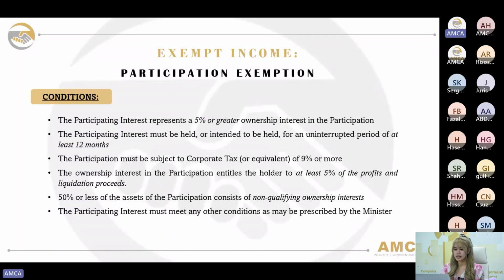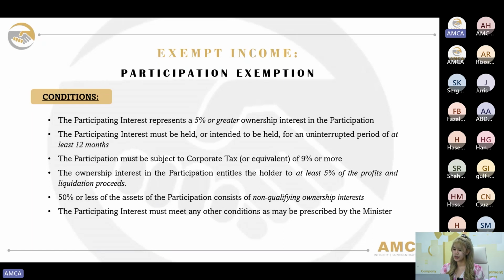The second condition is the participating interest must be held or intended to be held for an uninterrupted period of at least 12 months. Income received from a participating interest before the minimum holding period is completed can benefit from the participation exemption as long as the taxable person has the intention to hold the participating interest for at least 12 months. The participation must be subject to corporate tax or equivalent of 9% or more.